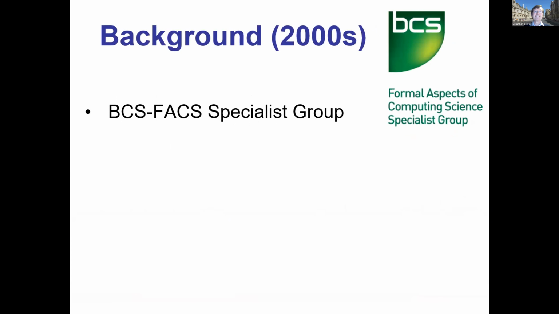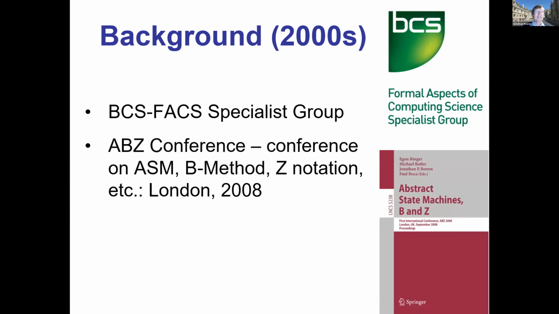Moving on to this century or millennia, I've also been involved with the formal aspects of computer science specialist group. That's another community of people interested in formal methods, I guess more general than just Z, for instance. But specifically with Z, as I said, it started with a Z user meeting, then it joined with the B method and became a ZB conference. More recently, it's become the ABZ conference, including ASM and other formal methods.